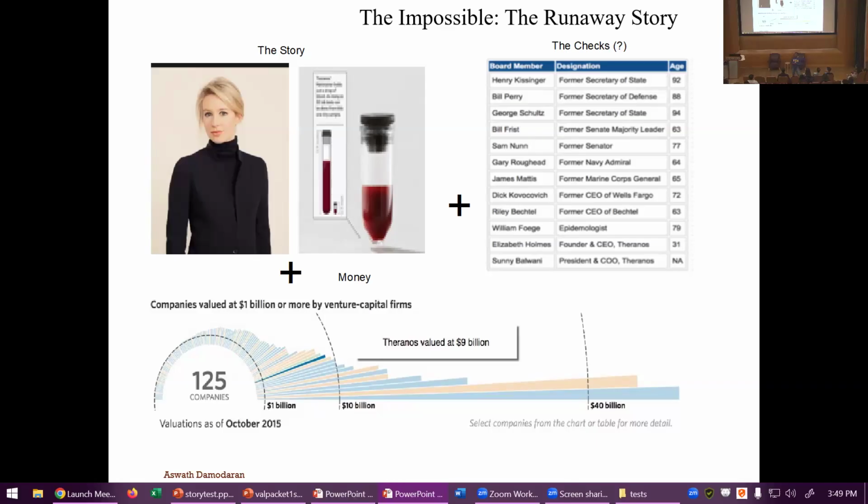I assume that somebody somewhere along the way would have asked the question, which is, it's a blood testing company, right? Does your blood test work?